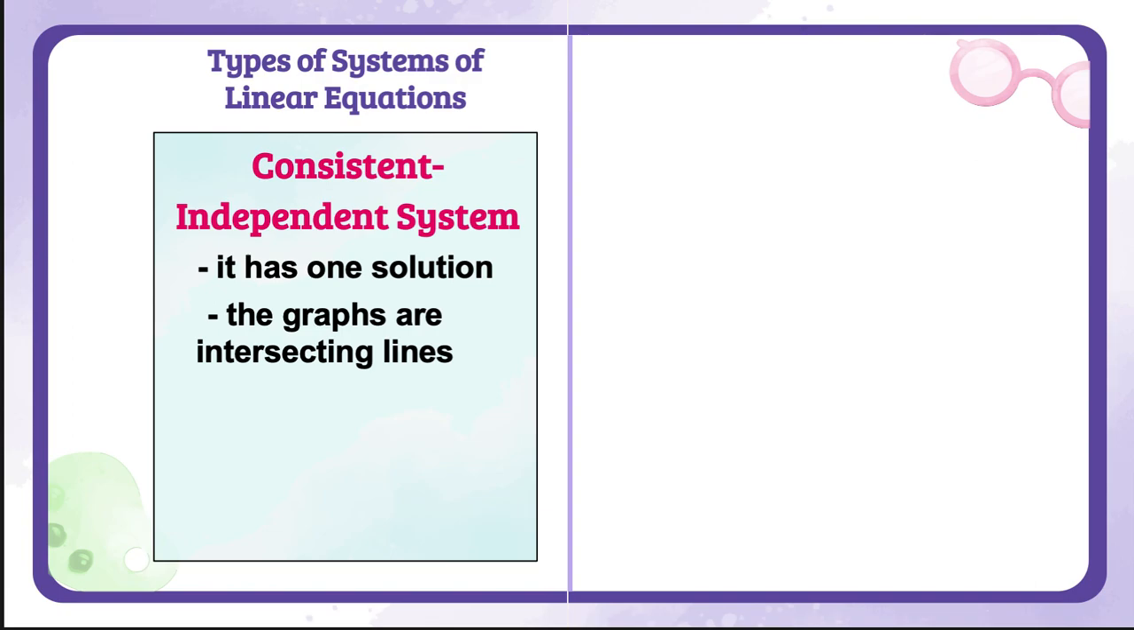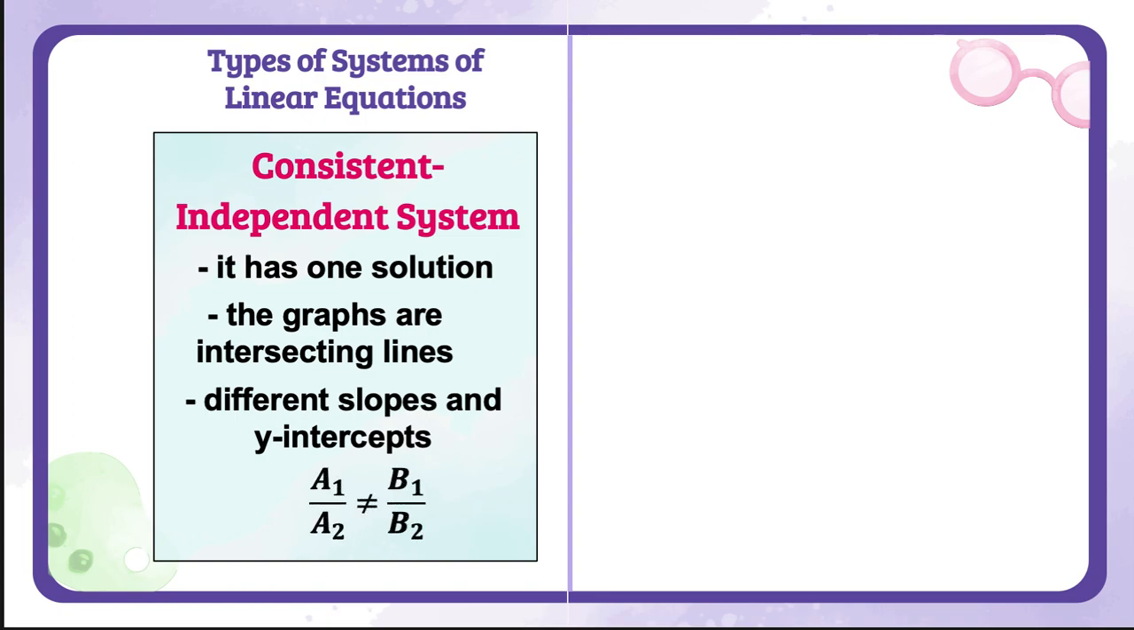And this type of system has different slopes and y-intercepts. We can use this form to identify whether the type of system is consistent independent by just looking at the numerical coefficients: a sub 1 over a sub 2. If it is not equal to b sub 1 over b sub 2, then that is the first type of system, which is the consistent independent system.